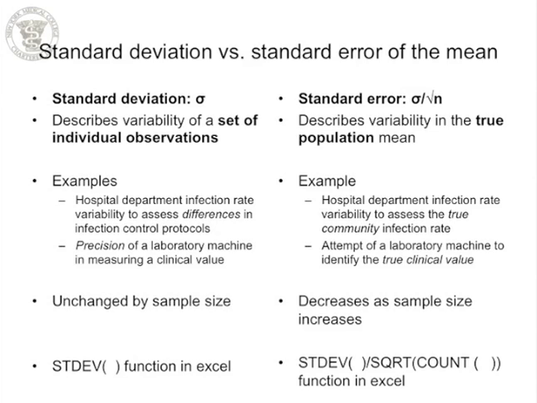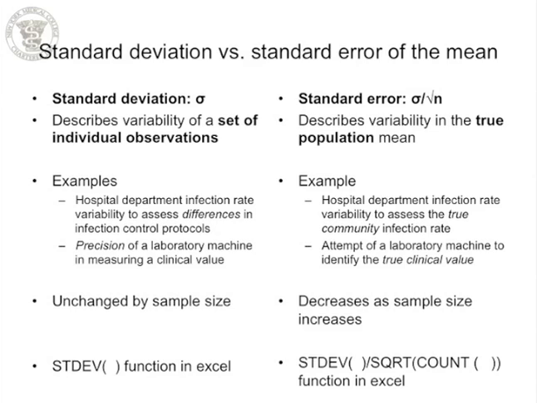So some examples of standard deviation versus standard error. Standard deviation, say if you're studying hospital department infection rate variability, you could assess differences in infection control protocols. Whereas if you're using standard error to describe the same type of study, what you're trying to do is assess the true community infection rate, because then you're trying to get back to what the true clinical variable is. Whereas standard deviation is just trying to describe how variable the data that you're measuring are.